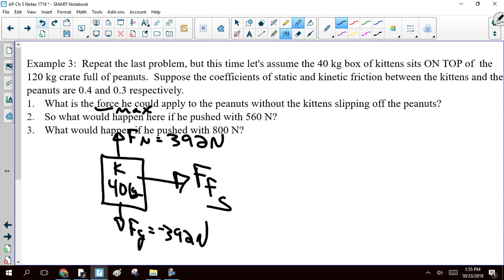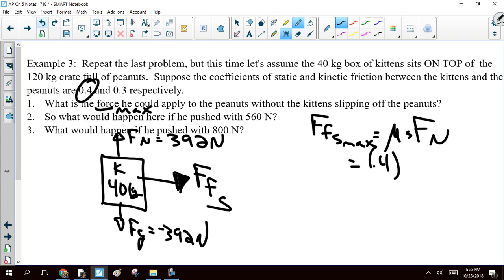So remember, the distinction between static and kinetic friction is not moving versus not moving. It's sliding versus not sliding, okay? And in this instance, the goal is to have the kittens not slide, and that not sliding will be achieved by static friction. So it's probably worth our while to figure out what our maximum static friction is. That's our coefficient of static friction times our normal force. Our coefficient of static friction is 0.4. Our normal force is 392.